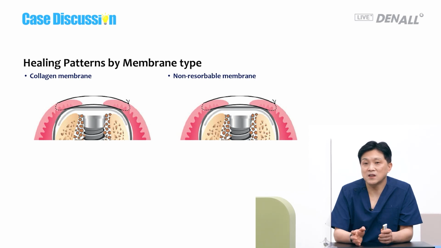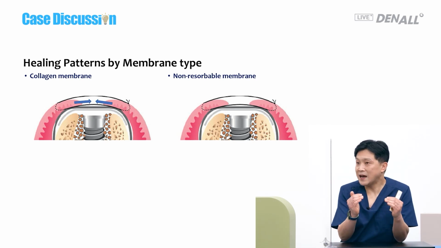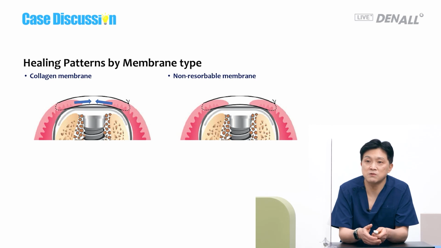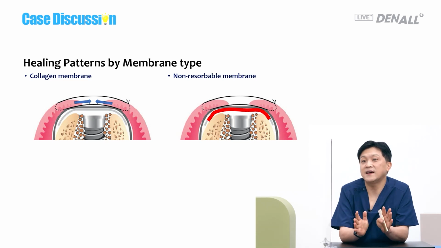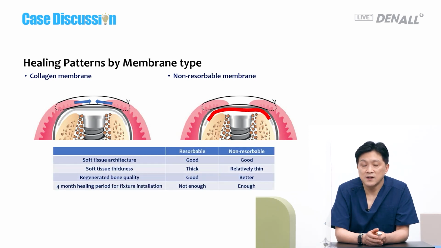Collagen membrane versus non-resorbable membrane. The outcome is the same, but the healing mechanism is different. With the collagen membrane, soft tissue fills up over the membrane to achieve the primary closure. With the PTFE membrane, pseudoperiosteum is generated below the membrane. After the membrane is removed, it fuses with the oral epithelium for the healing. So their healing mechanisms are different.